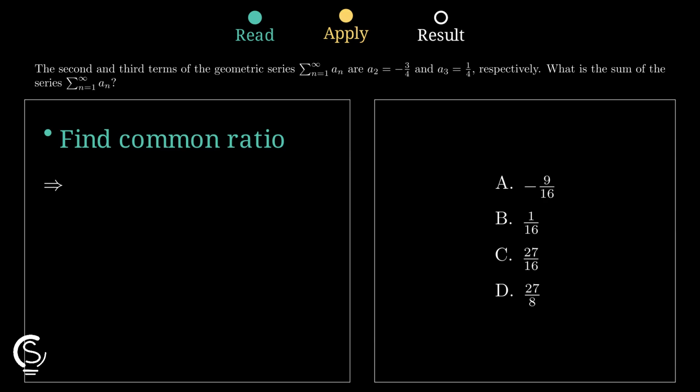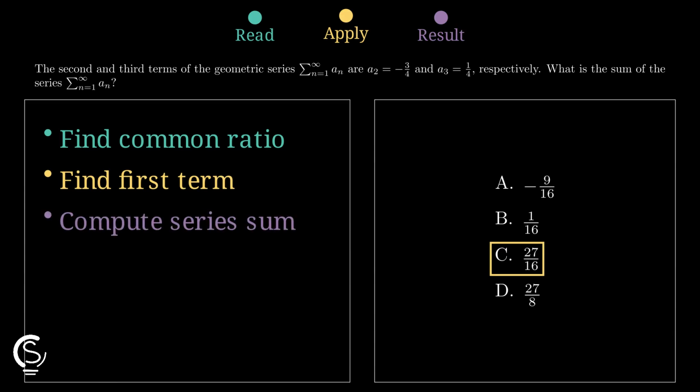A1 equals 9/4. Now use the infinite geometric sum formula, A1 over 1 minus R, so 9/4 over 1 plus 1/3 becomes 27/16.